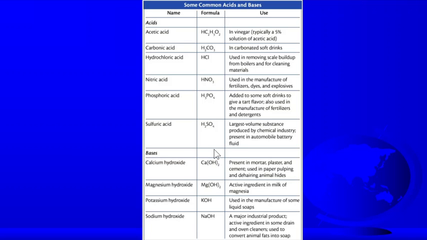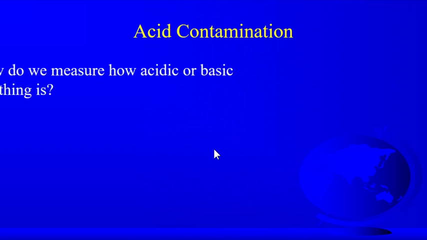Potassium hydroxide is in liquid soap, and sodium hydroxide used to be used in soap. If you go to Dollywood, it's sodium hydroxide. They make it out of sodium hydroxide. It's still a major industry product.